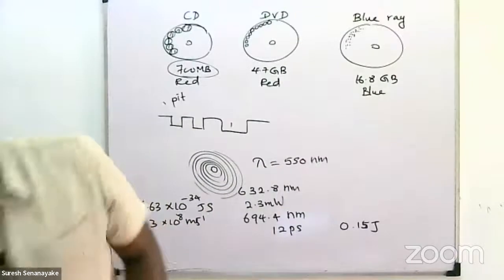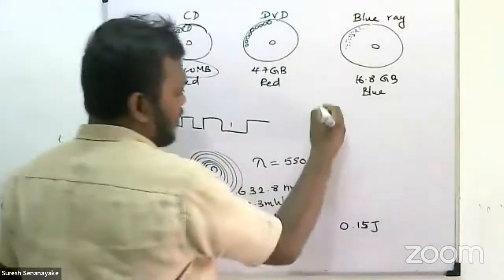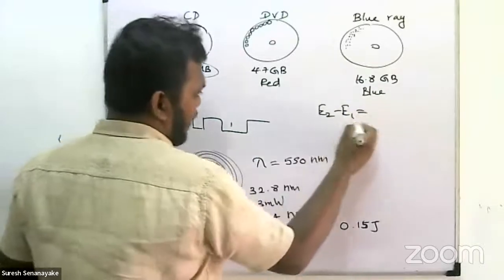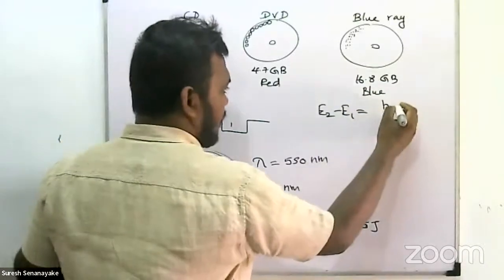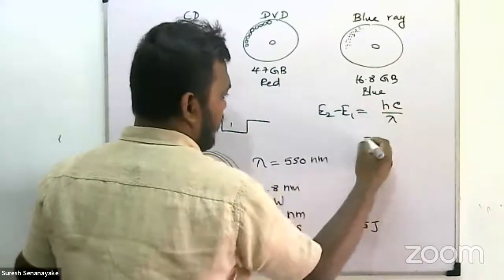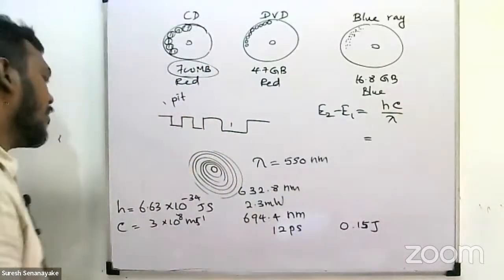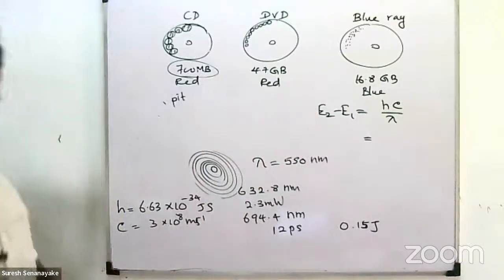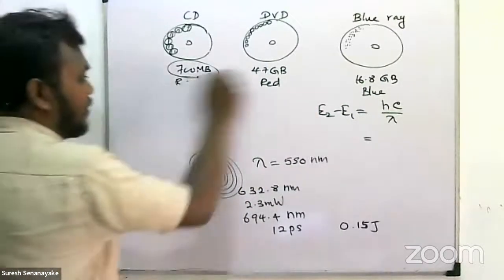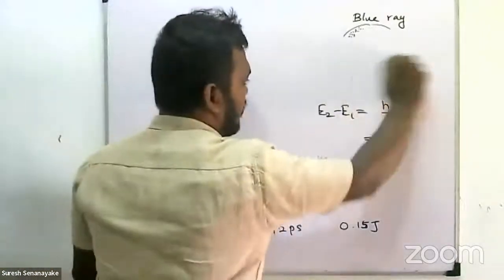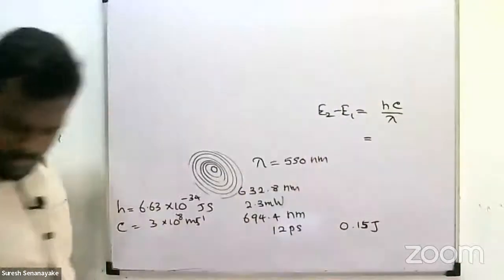First, the energy corresponding to the two levels. The difference, E2 minus E1, should equal hf. hf means hc over lambda, since they gave the wavelength. So you can put the values in and simplify it. Easily you can do this.